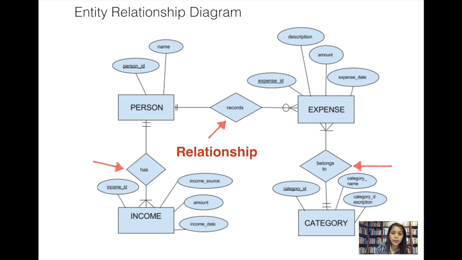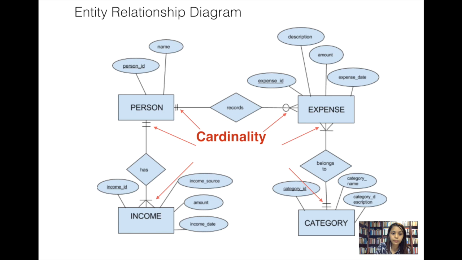Relationships are the association between different entities. The person records expenses, and here, records is the relationship. It is also shown in a diamond-shaped box. And then finally, the cardinality notations define the attributes of the relationship between the entities. In our diagram, one person has multiple income, and the other cardinality can be optionally one to one, one to many, and many to many.